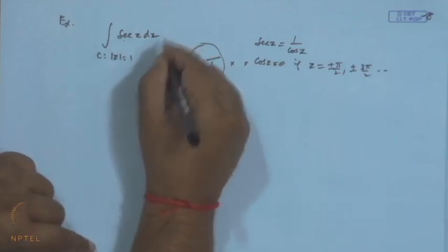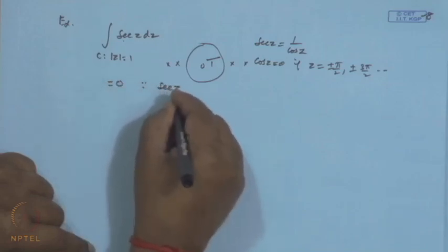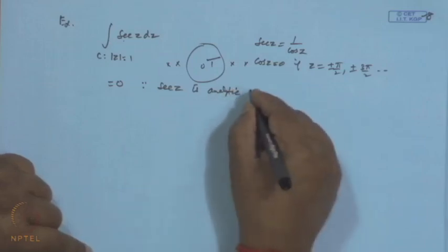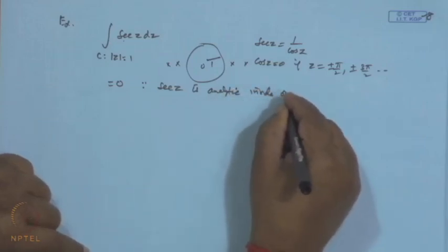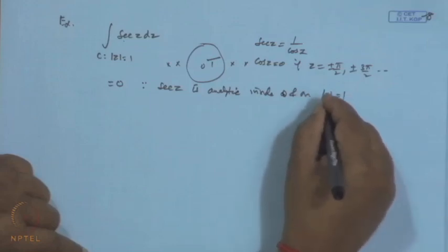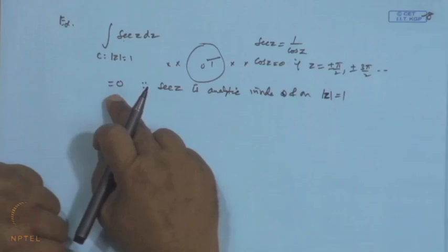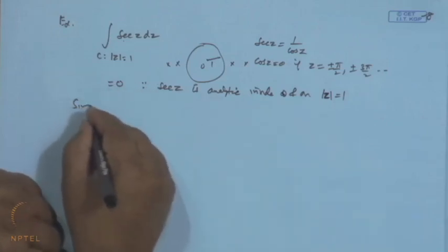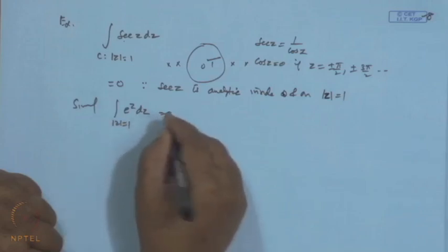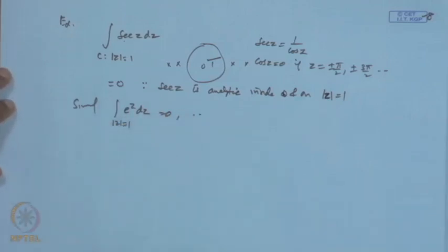So, this value is 0 because sec z is analytic inside and on mod z equal to 1. No singularity. So, by the Cauchy integral theorem the value will be 0. Similarly, if we take the integral of e to the power z over mod z equal to 1, it is 0, and like this, for any analytic function you pick, the value will come out to be 0.